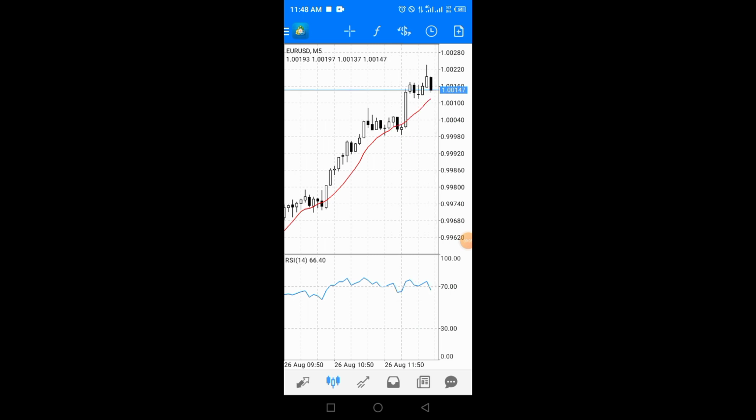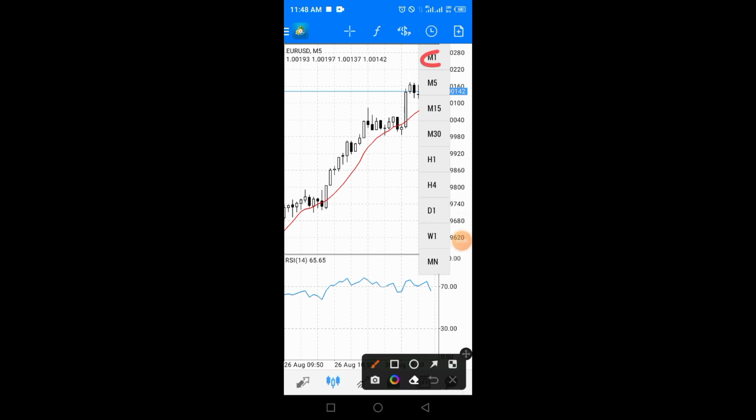And then the next thing in line, guys, is the time frame. Once you tap on the time frame, it's going to show you all the time frames. Some of the time frames that we have here: we have M1, which is equal to 1 minute. We have M5, which is 5 minutes. We have M15, which is 15 minutes, down to H4, which is 4 hours, W1, which is 1 week, MN, which is monthly. Let's say for instance you tap on the 1 minute chart.